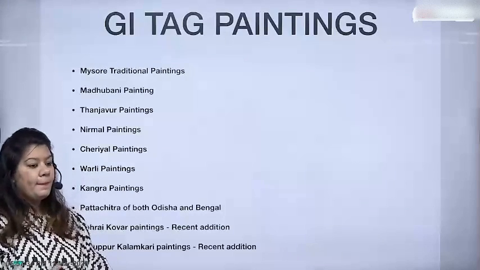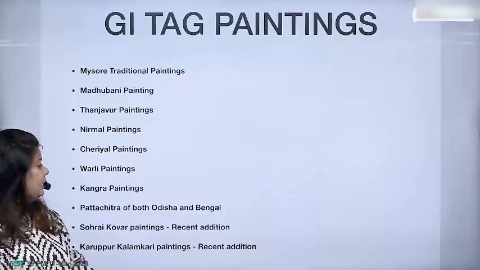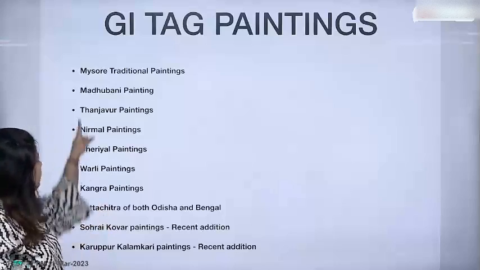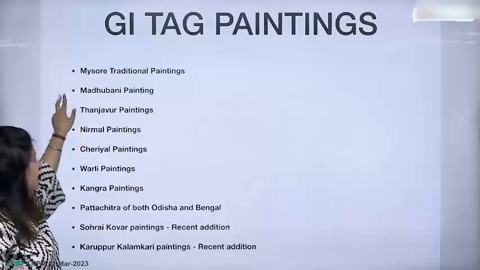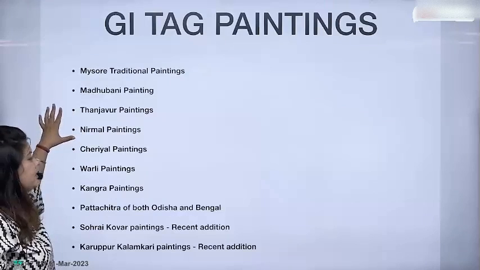Okay. So this is important. That's why I'm telling you. So Mysore paintings have received GI tags. Madhubani paintings have received. Tanjavur paintings and Tanjore paintings have received.